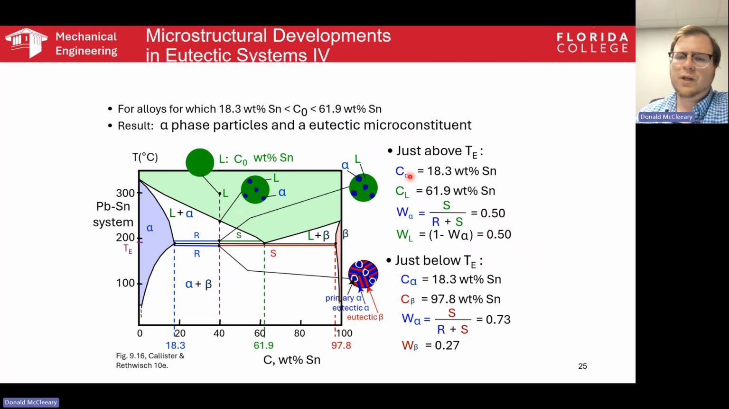Okay, so again, just above your eutectic temperature, you're going to have this mass fraction, but when you go below your eutectic temperature, what happens? You're going to have this structure, and you're going to have different weight percentages that you're going to have to talk about, right? Instead of talking about liquid, you're going to have to start talking about your beta phase, because that's what your liquid ends up becoming, is kind of the idea here.